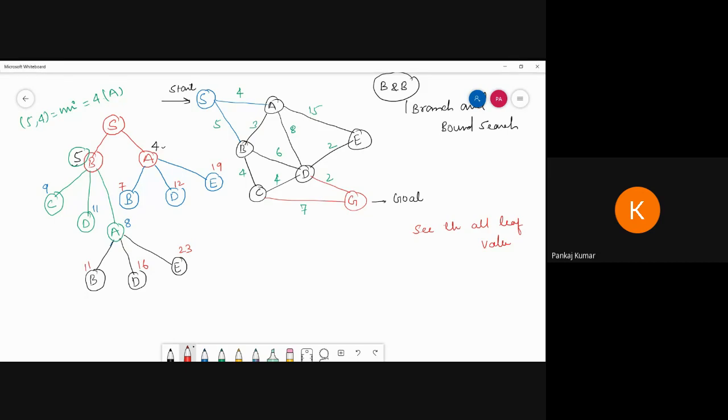Okay, now again we have the nodes C, D, B, D, E, all of them. Which one is the minimum? We can see B is the minimum. So I am going to explore B again.